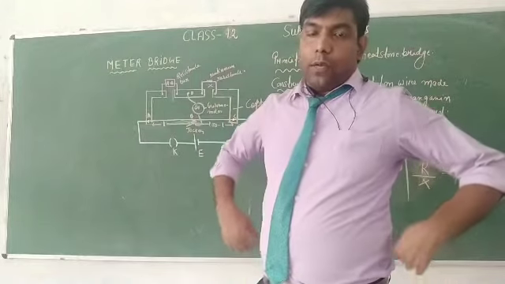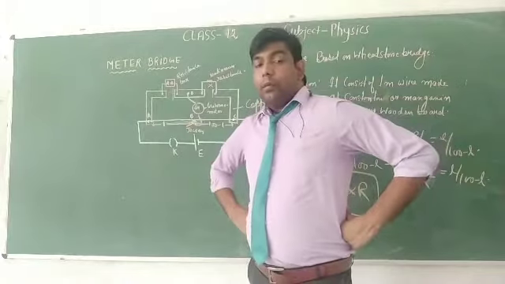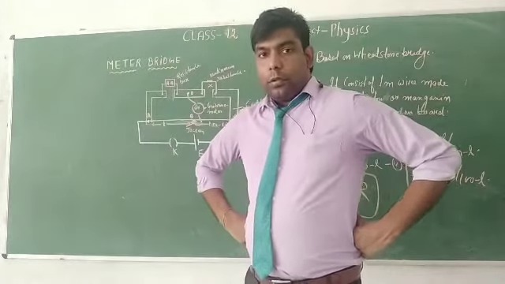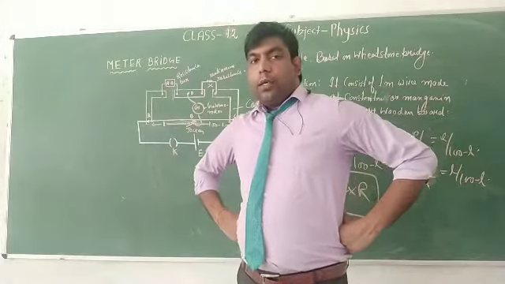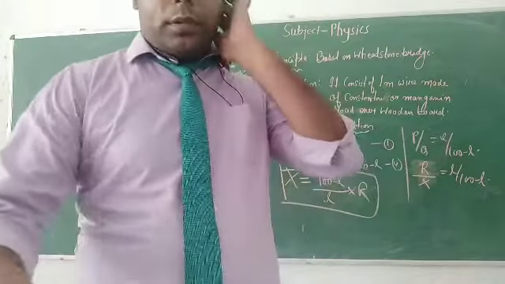So the question is asked, why do we generally try to get the balance point around the middle of the wire? It is so that we can calculate the value of the unknown resistance accurately, right? Let us see some numericals.